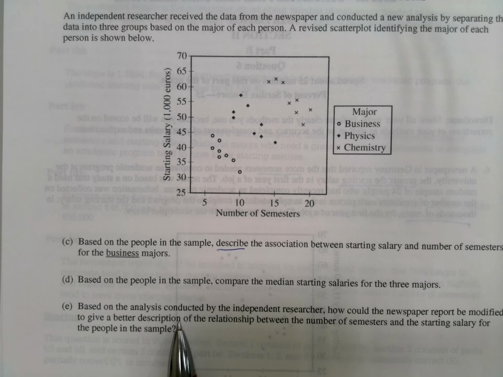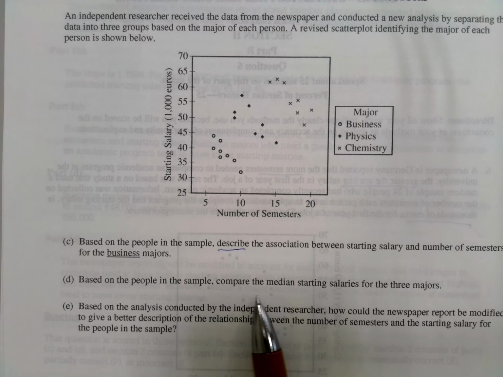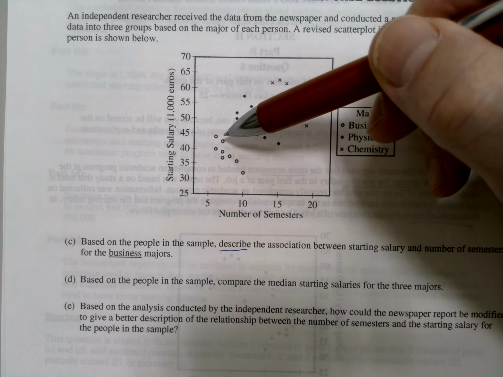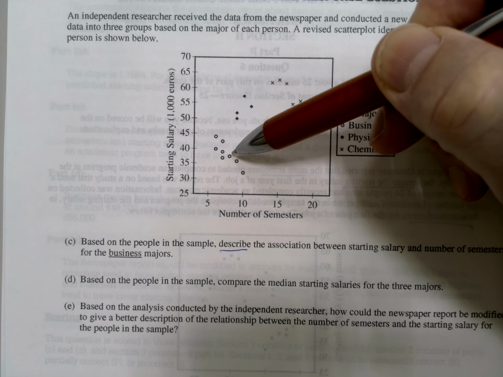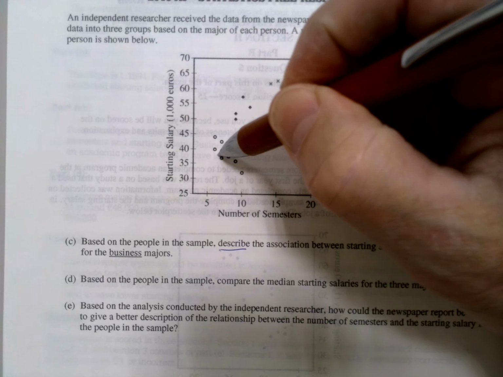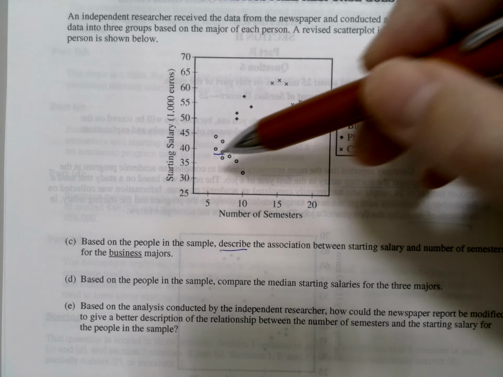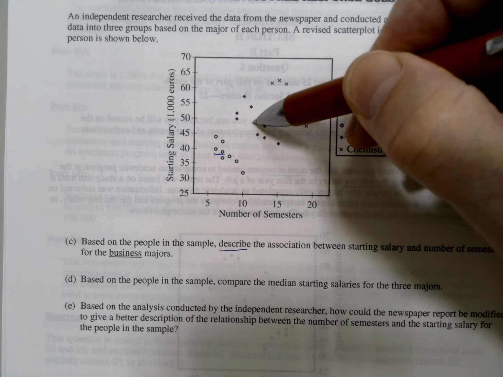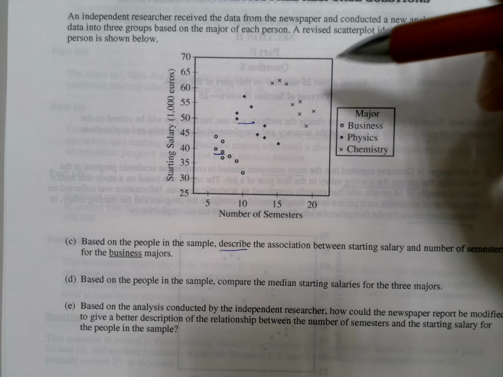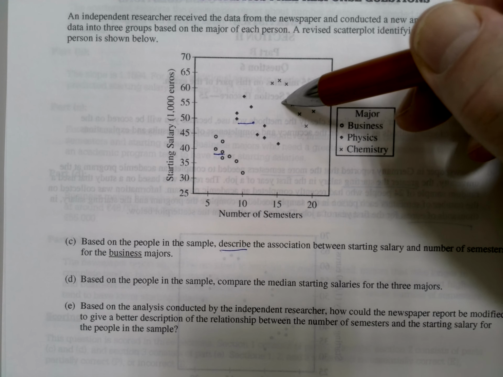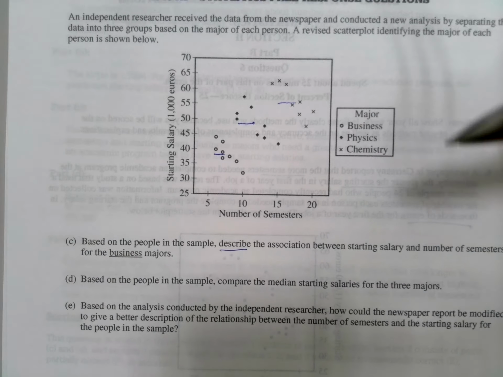Okay, let's look at part D. Based on the people in the sample, compare the median starting salaries for the three majors. Well, I have 8 points, so I'm going to look for 4 down and 4 up because it's talking about starting salary. So that's going to be right in between there, which is about 38,000. For the next one, 4 down and 4 up, right in the middle, looks like about 49. Then 1, 2, 3, 4 down and 4 up is right in here. That looks like about 56.